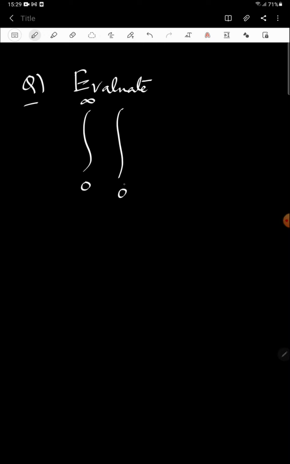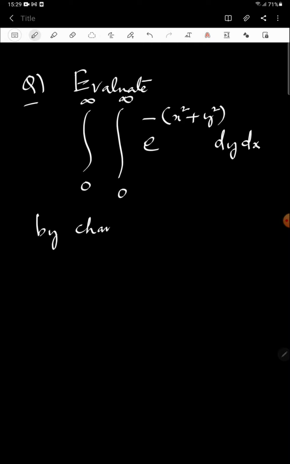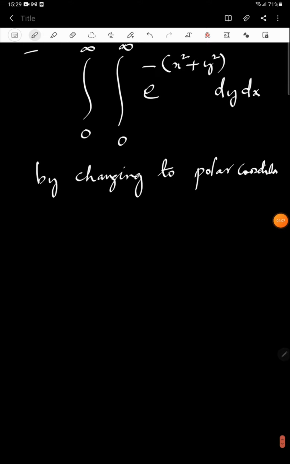And why we need to change the variables, let us see in the problem now. Evaluate the integral 0 to infinity of e to the power of minus (x square plus y square) dy dx by changing to polar coordinates. Sometimes they don't mention by changing to polar coordinates. If it is not mentioned, we need not do it, but in this problem it is our requirement. Without changing to polar coordinates, it is impossible to do this problem.